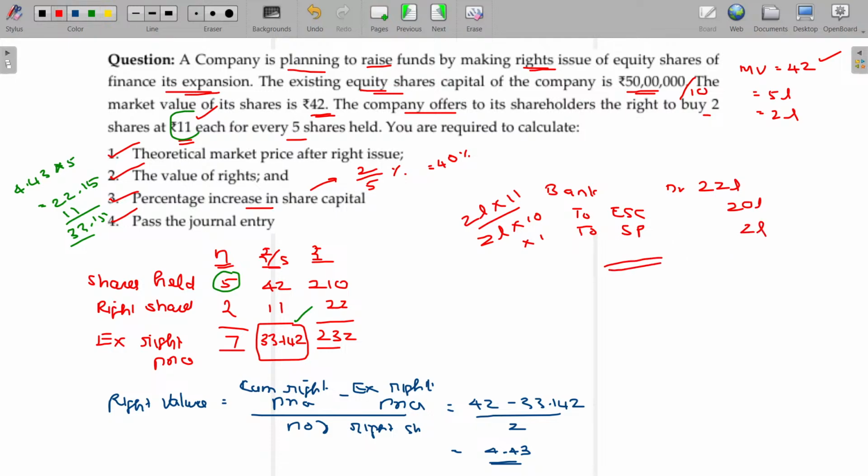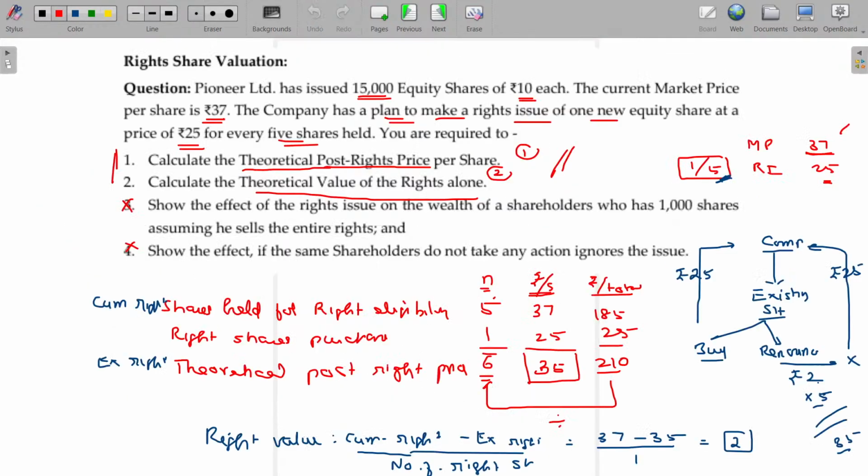Is that clear? In the text, I have passed 2 entries. I have clubbed them here to pass as a single entry. Clear?